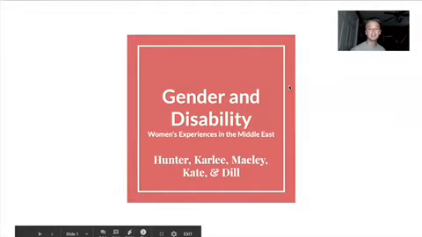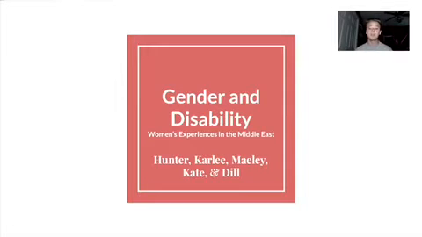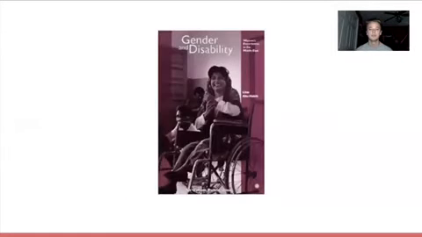Alrighty, so the title of our book is Gender and Disability, and specifically women's experiences with those disabilities in the Middle East. Then we have our group members: there's me, and then we have Karlee, Maeoly, Kate, and Dill. You're going to hear from them in just a minute. So here's the title of our book, what that looks like. Our author is Miss Lena Abu Habib.